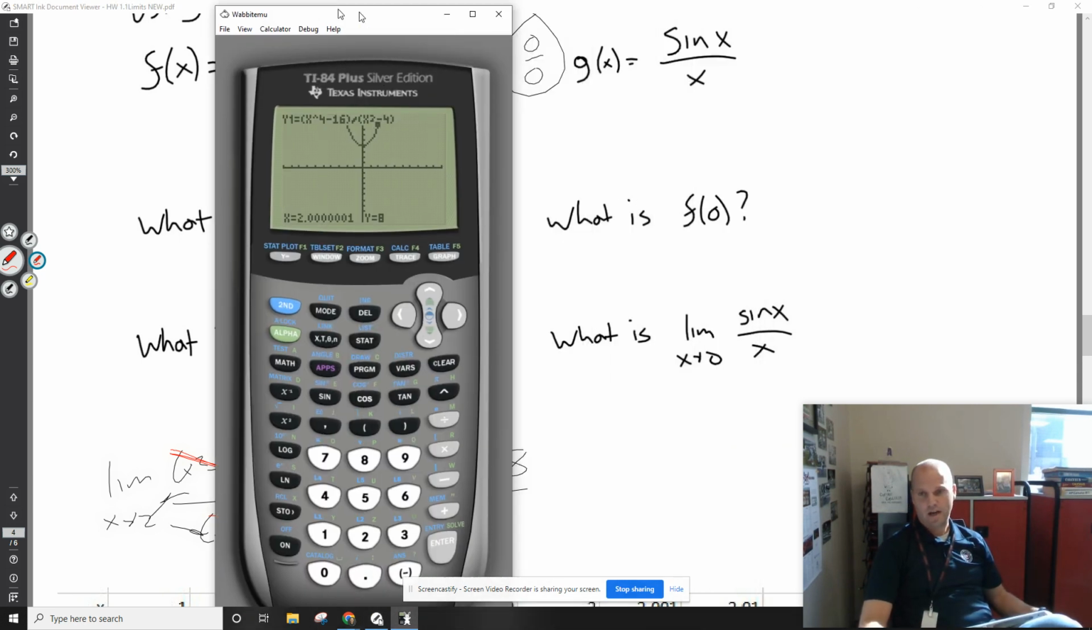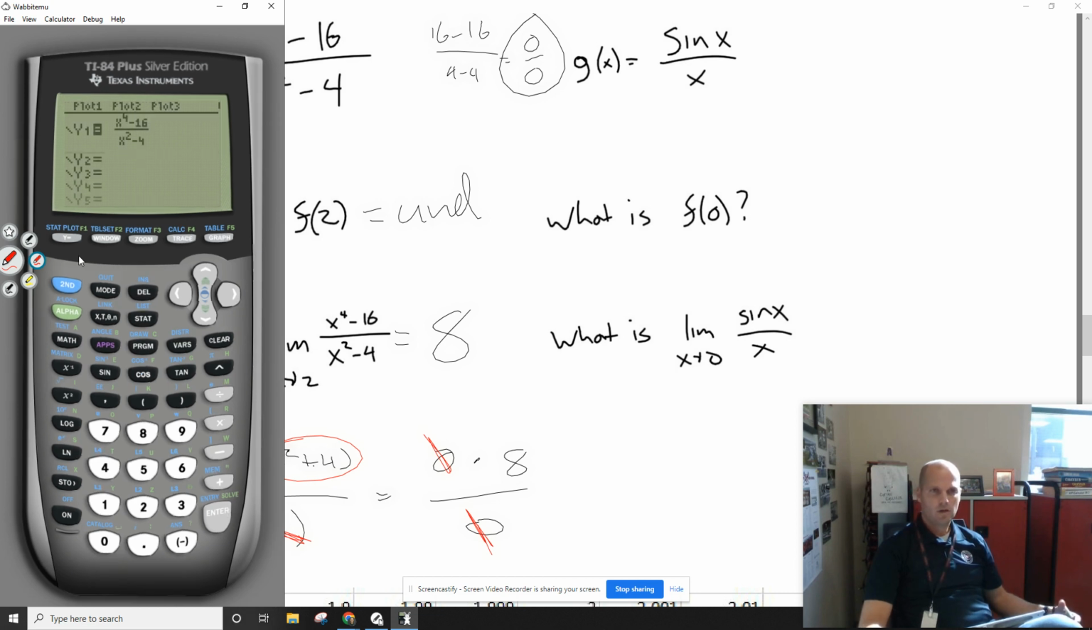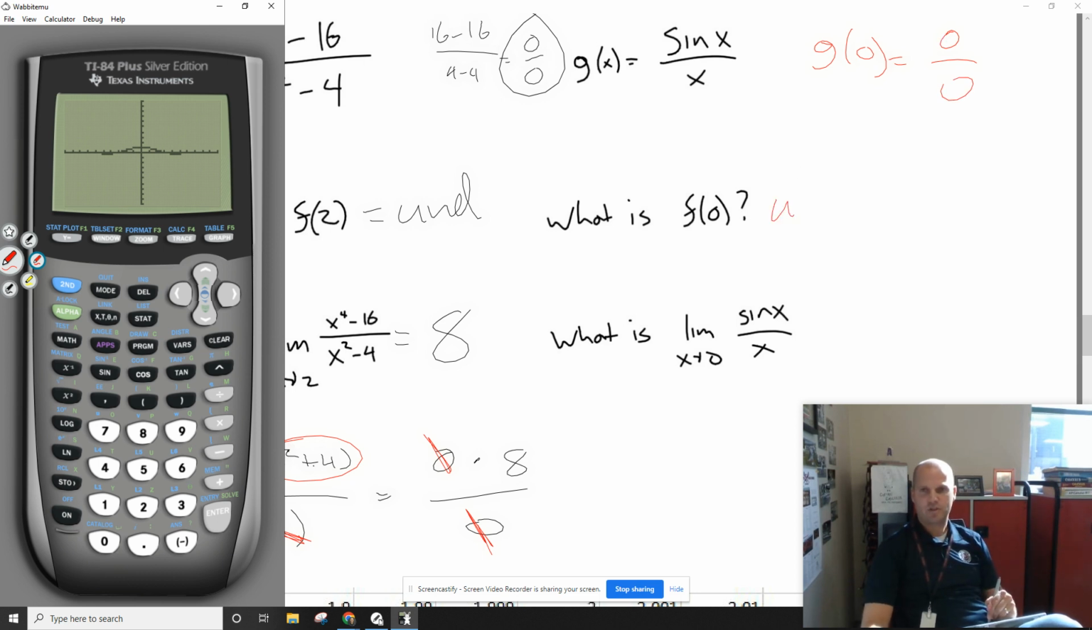Now, sine x over x, there's no non-calculator way of figuring out this limit. I mean, I actually think there is, but I forgot how to do it, and it doesn't matter. This is just more for investigative purposes. If I plugged in 0, I get the sine of 0 over 0. Again, I can't do that. F of 0 is undefined.